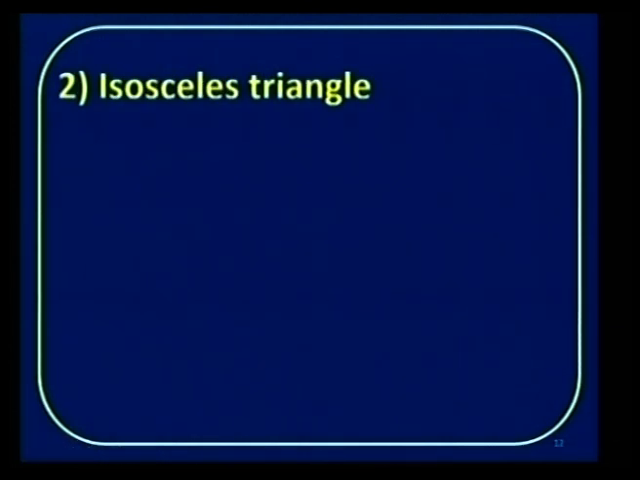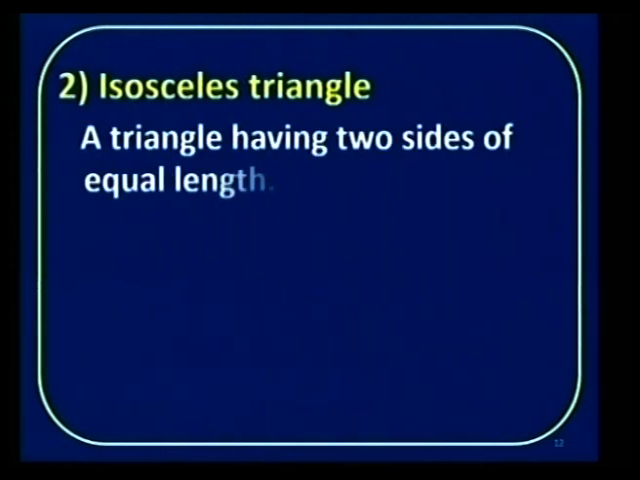Now let us understand what is an isosceles triangle. A triangle having 2 sides of equal length. Total 3 sides will be there in the triangle. Out of the 3 sides, 2 sides must be equal. Then we call the triangle an isosceles triangle.